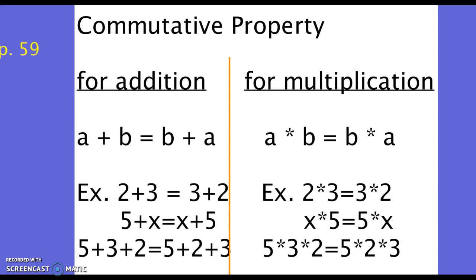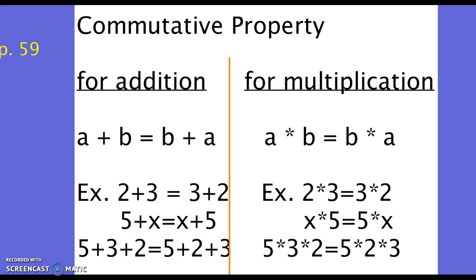Okay, the second property on page 59 that we're going to talk about is the commutative property. And we've talked about this already in class quite a bit. I commute to work. I go back and forth. I go one direction and I change the order and I go the other direction. That's what commutative property says can happen when you add and when you multiply. It's okay to change the order and it means the same thing.